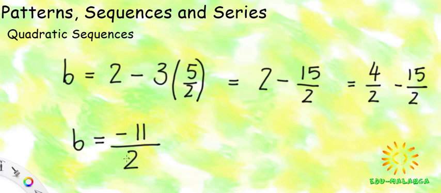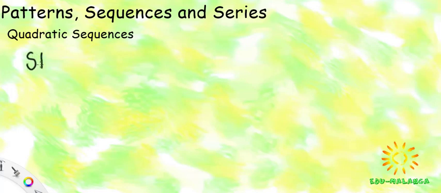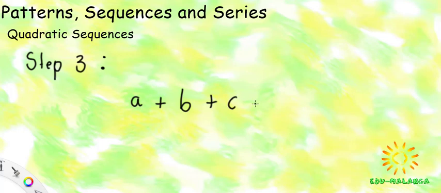Now we need to find c, which is the last step. Step 3, we solve for c. To solve for c, we use this equation: a plus b plus c is equal to 1. Let's rearrange the equation to make c the subject of the equation. We will then have that c is equal to 1 minus a minus b.